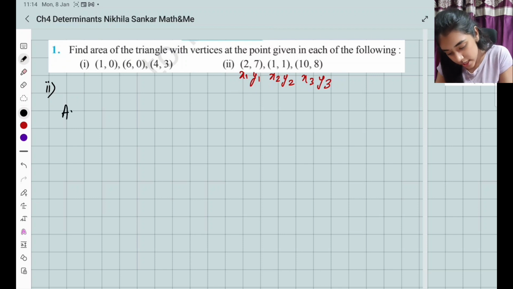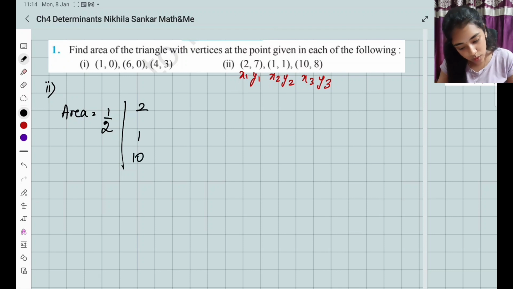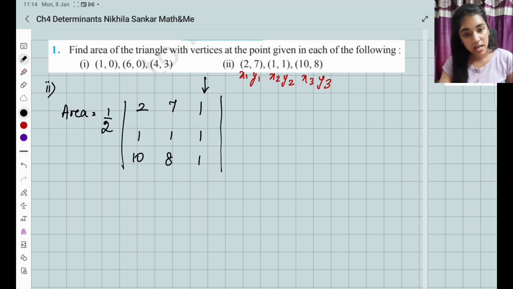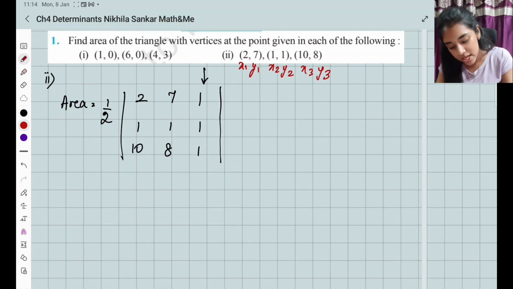So first of all, area is going to be half times determinant of 2, 1, 10. x1, x2, x3, y1, y2, y3 in the next column. So 7, 1, 8. Last column la 1, 1, 1. So இந்த மாதிரி இருந்ததுன்னா we always take the last column. zeros இருந்தாதான் அந்த row அந்த column consider பண்ணலாம். இல்லாட்டி நம்ம 1, 1, 1 எங்க இருக்கோ அதே எடுத்துக்கலாம். அதுதான் easy. Okay. So A11, A12, A13. So this is A13, A23, A33.